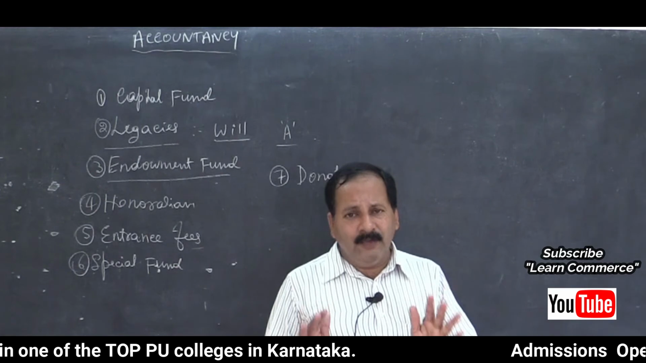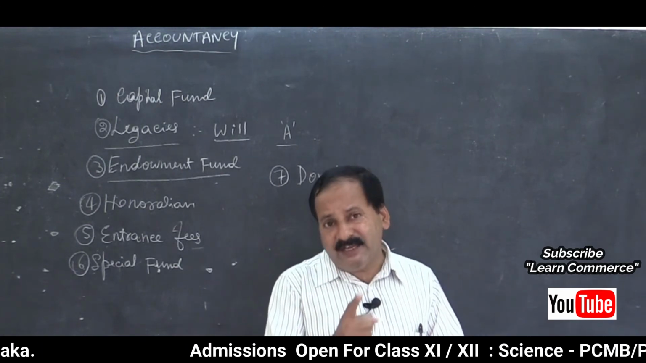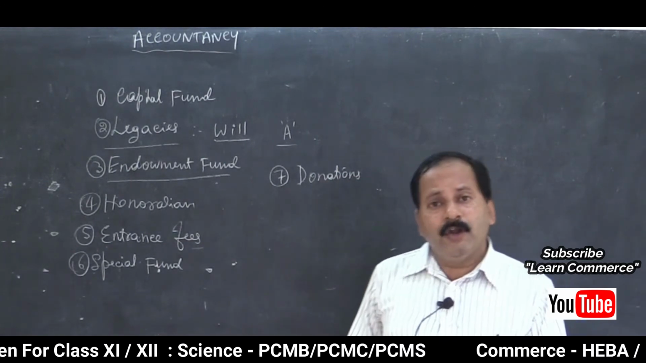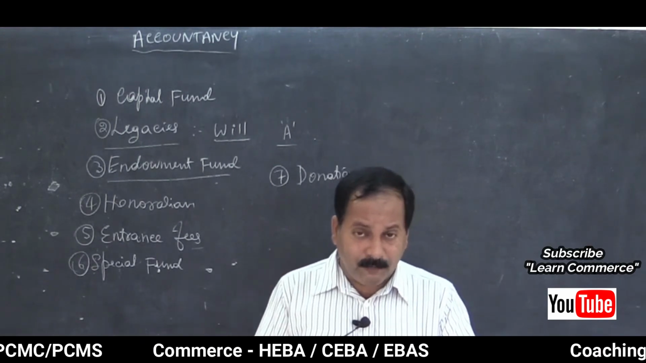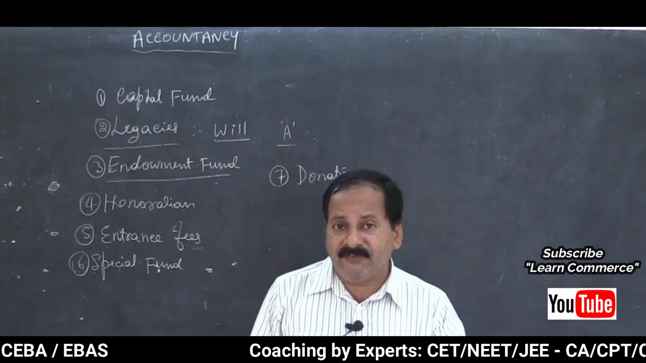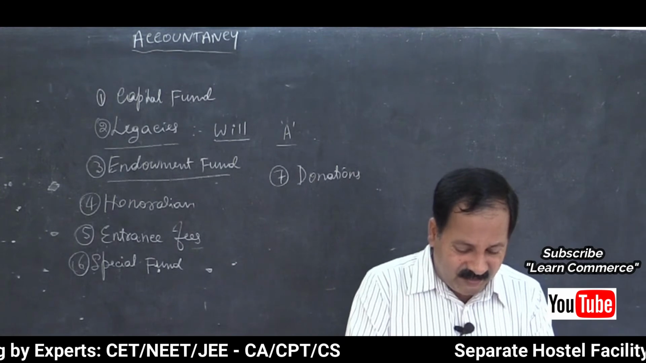And if they give subscriptions on the receipt side, it means it is income. They are the regular source of income, the major source of income for the not-for-profit organizations. Hence it should be credited to income and expenditure account, and shown on the income side of the income and expenditure account.